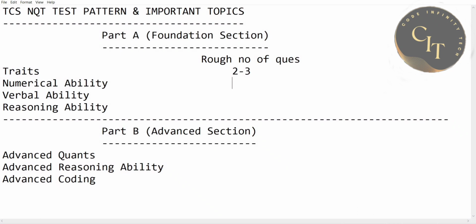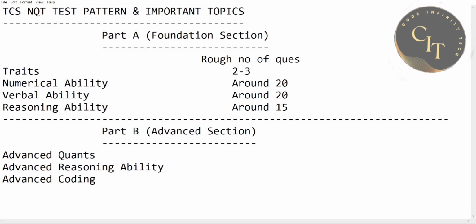So coming to traits, you will be having some 2 to 3 questions, and for numerical ability you will be getting around 20 questions. The same for verbal ability, around 20 questions, and coming to reasoning ability you will be getting around 15 questions. This number might change slightly, because for numerical ability you may get 18 and for verbal ability you may get 16, so that's why I am saying around 20. These are the number of questions for the foundation section.